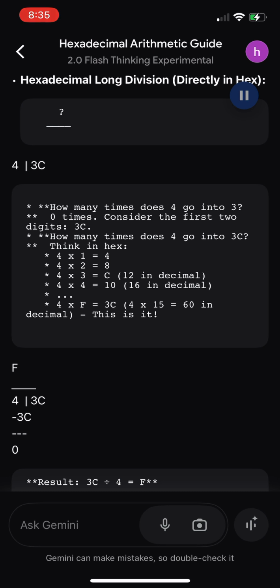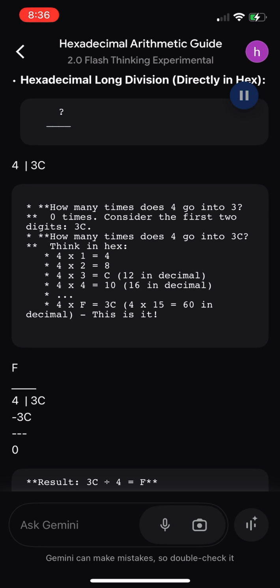Hexadecimal long division, directly in hex. 4 into 3C. How many times does 4 go into 3? 0 times. Consider the first 2 digits, 3C. How many times does 4 go into 3C? Think in hex. 4 times 1 equals 4. 4 times 2 equals 8. 4 times 3 equals C.